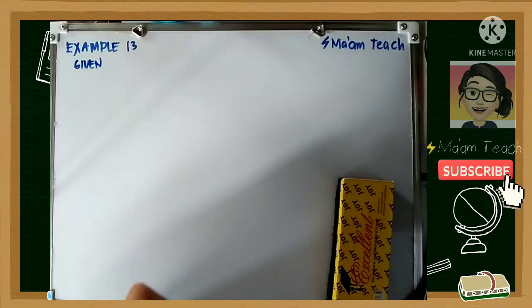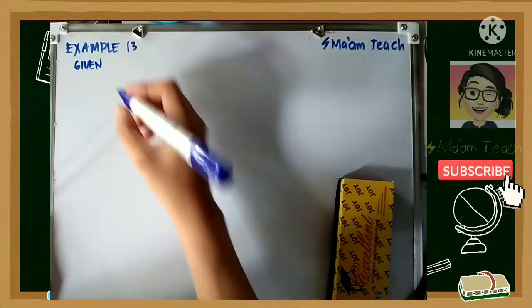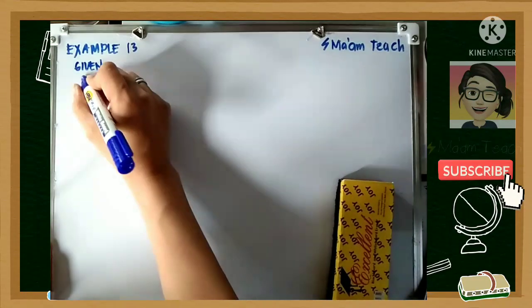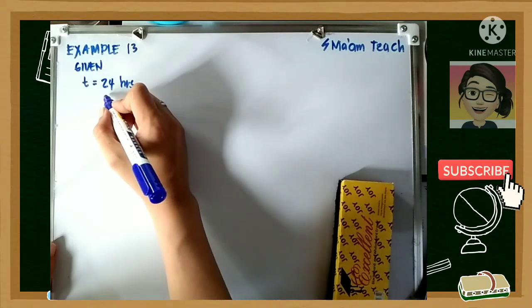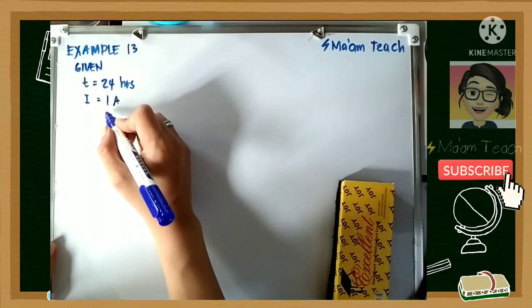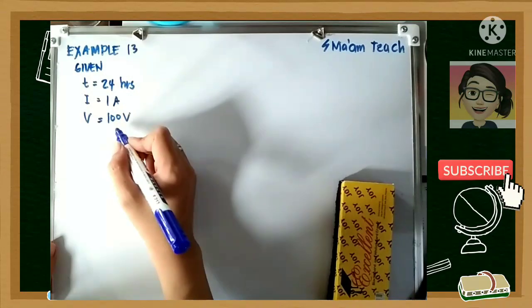Okay, so for example number 13, class, we are given here 24 hours. So obviously this is our time. Okay, and we are given the current of a lamp, which is 1 ampere, and we have 100 volts here. Obviously this is our voltage.